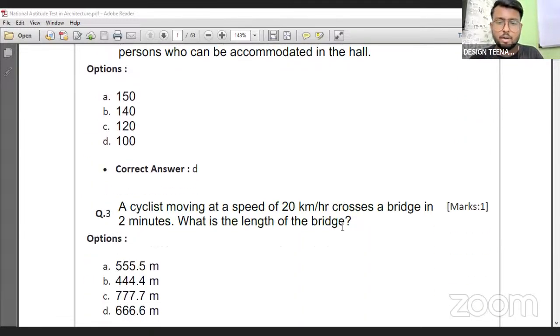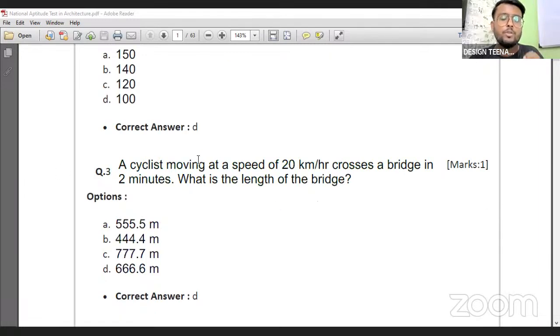So, maths questions are going on. Now again, what do you think about these questions? Quickly, can you tell me? Please unmute yourself, tell, and then you can mute yourself again so that there is no background noise. A cyclist moving at a speed of 20 kilometers crosses a bridge in 2 minutes, find the length of the bridge. What kind of questions are these? Is it a 9th, 10th standard question or something very hard to solve?